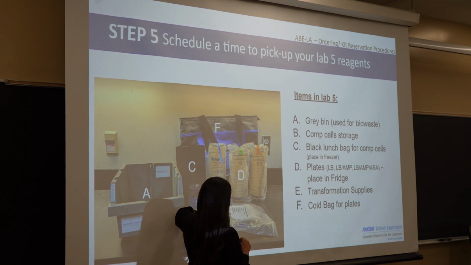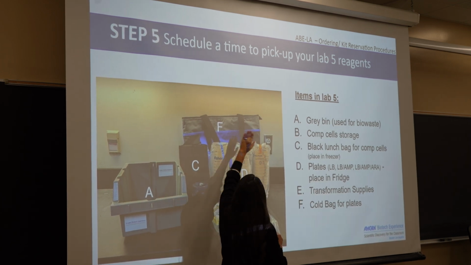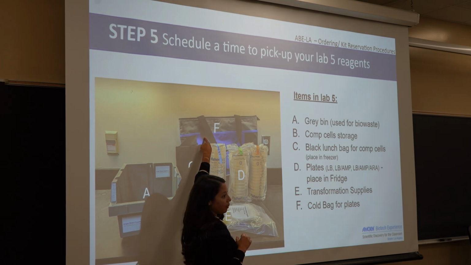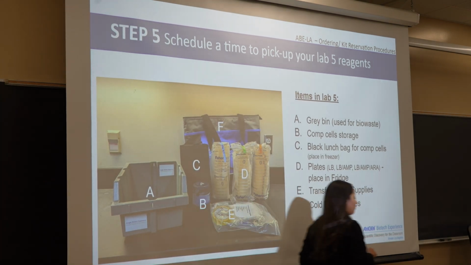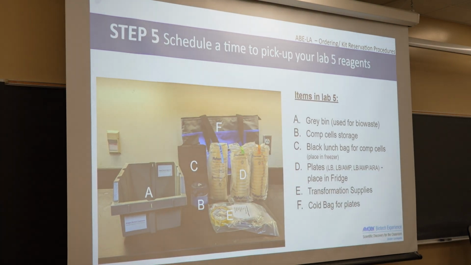This is going to be your transformation supplies, all of your plates. Your plates are going to be inside this cooler bag that's going to go in the fridge. And then you'll find inside your bag your LB aliquots as well.